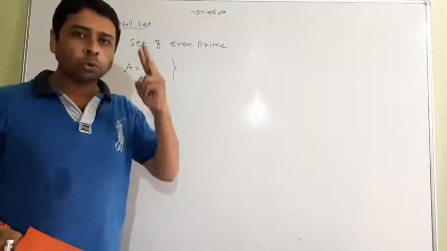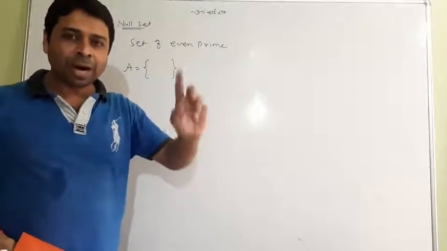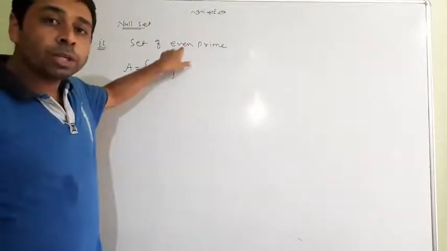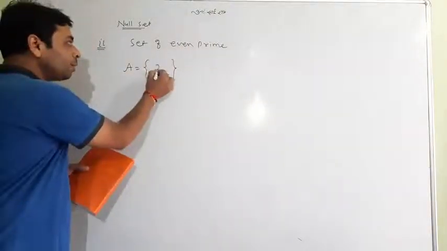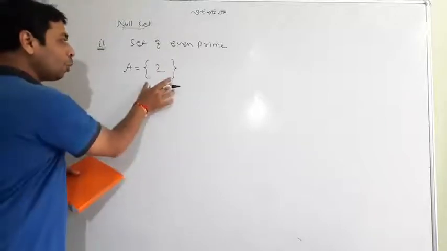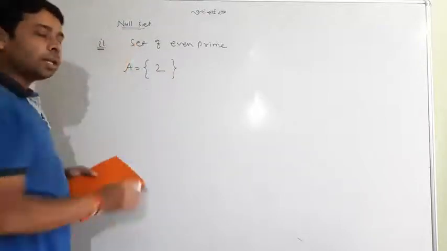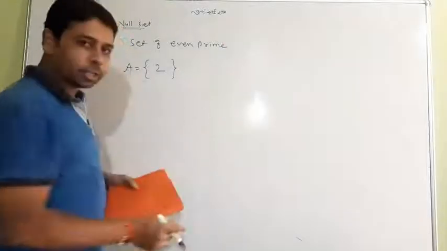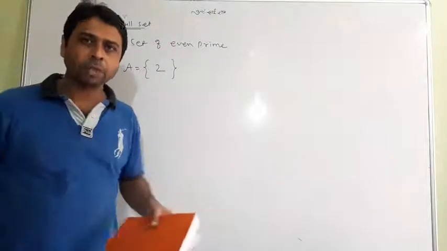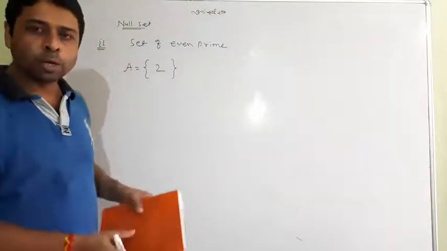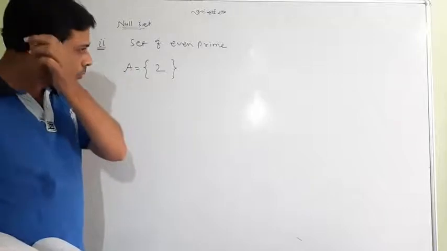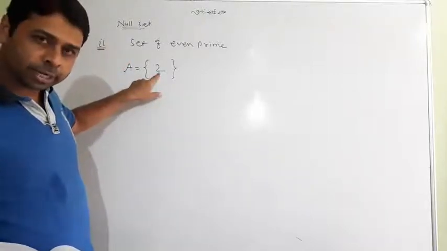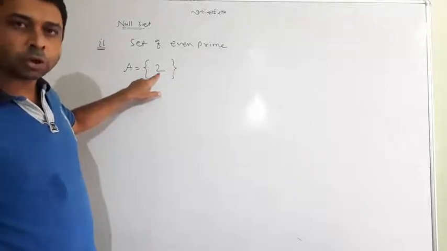Prime numbers begin with 2, 3, 5, 7, 11 and so on. But it is only asking about even primes, and the only even prime is 2. So this is not the empty set, not the null set, because one element is there. The question is not so big, but the concept must be known. When you form the set, if any element is inside the set, definitely it is not empty. It is not a null set.